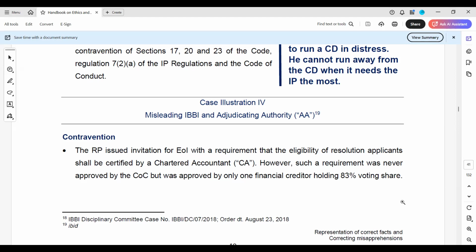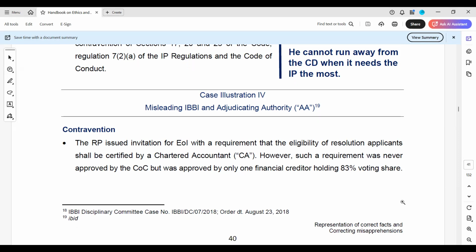However, such a requirement was never approved by the COC, but was approved by only one financial creditor. So, even if there is one influential financial creditor, suppose he is holding 83% vote share, still, if a decision is to be taken by COC, it can be taken by COC only and not by a single financial creditor. This is the meaning. Okay?